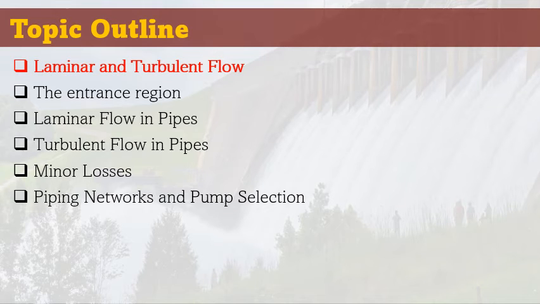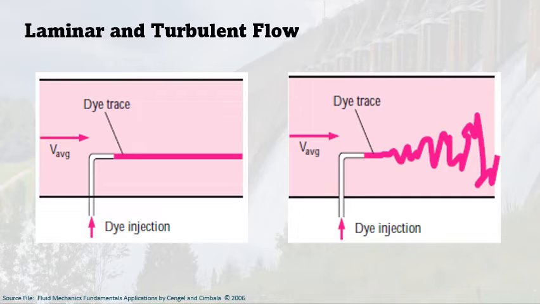So let's start with laminar and turbulent flow. The difference between laminar and turbulent flow is depicted here in this illustration. On the left side, you can see a laminar flow, while on the right side, we have the turbulent flow.